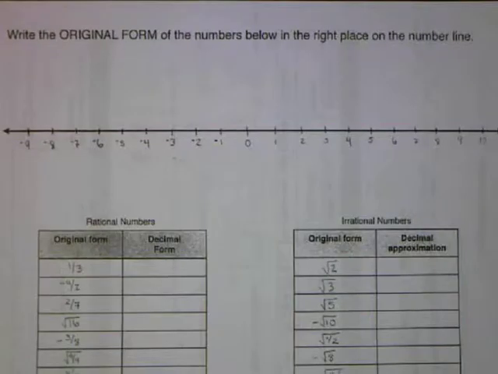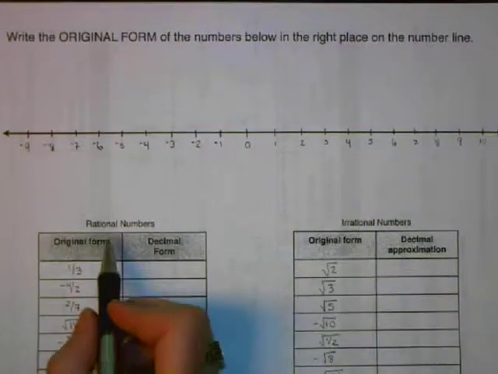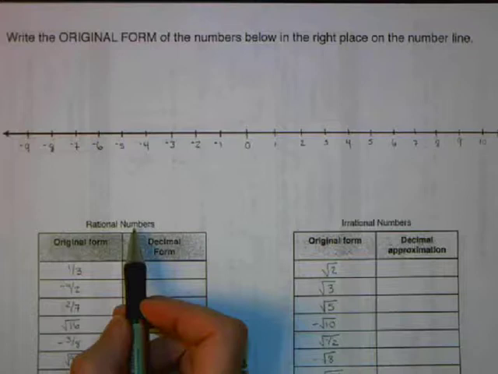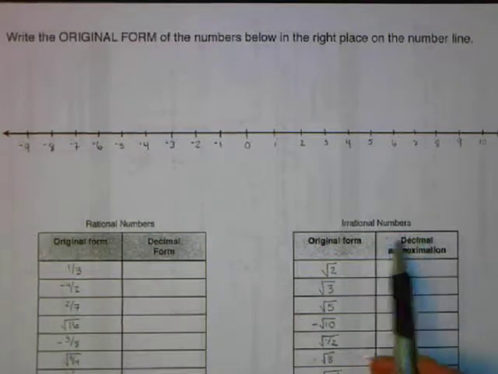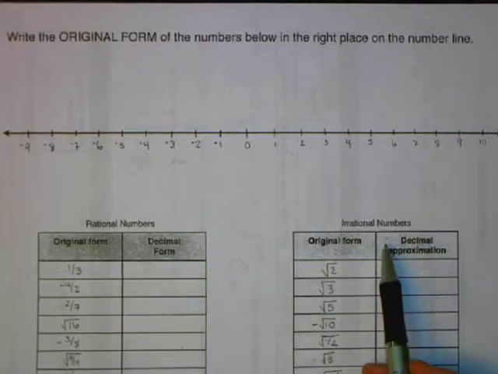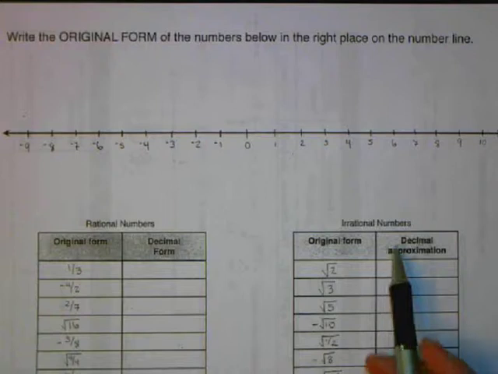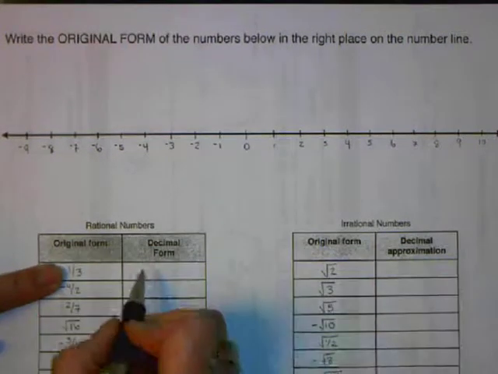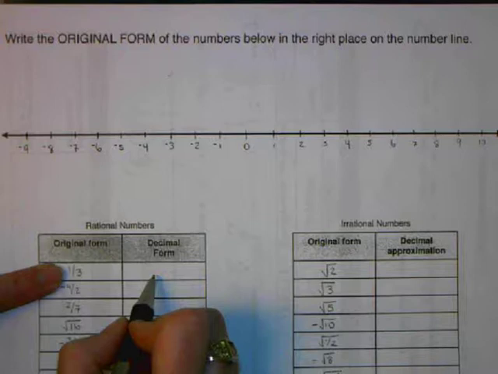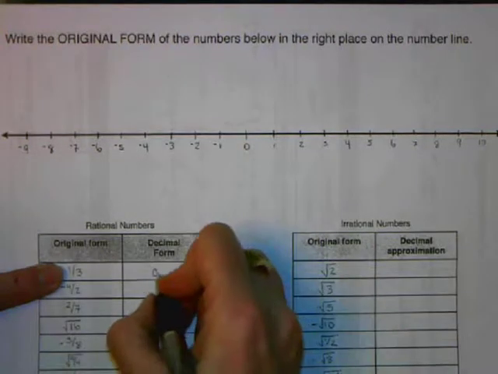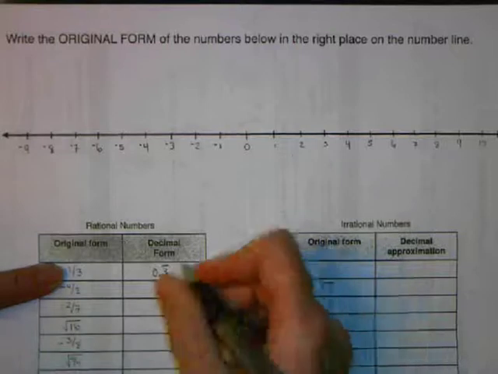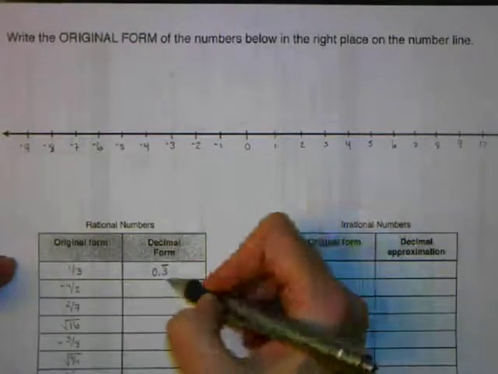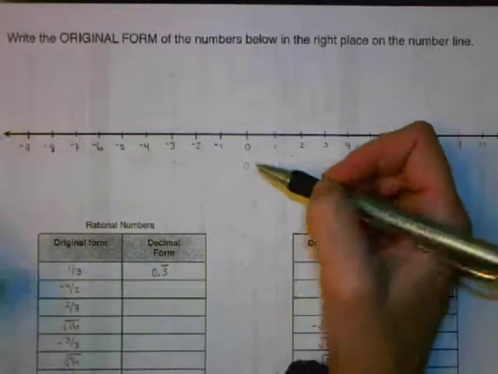When you're working through the next page in your packet, let me just do an example for you to show you how I'd like you to do this. So in this table, on the left-hand side, we have some rational numbers, and on the right-hand side, we have some irrational numbers. The process we're going to use is the same no matter which chart we're using. So on the left-hand side, our original form of this number is 1/3. If I write it in its decimal form, if I bust out my calculator and do 1 divided by 3, or if I just remember that 1/3 is the same as 0.3 repeating, this decimal form helps me figure out where on the number line this should go.